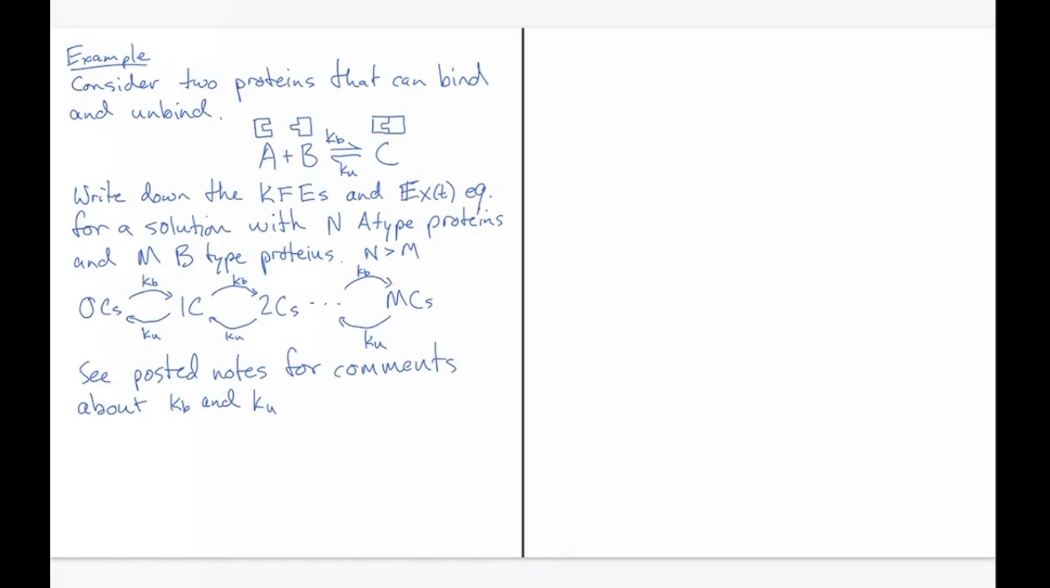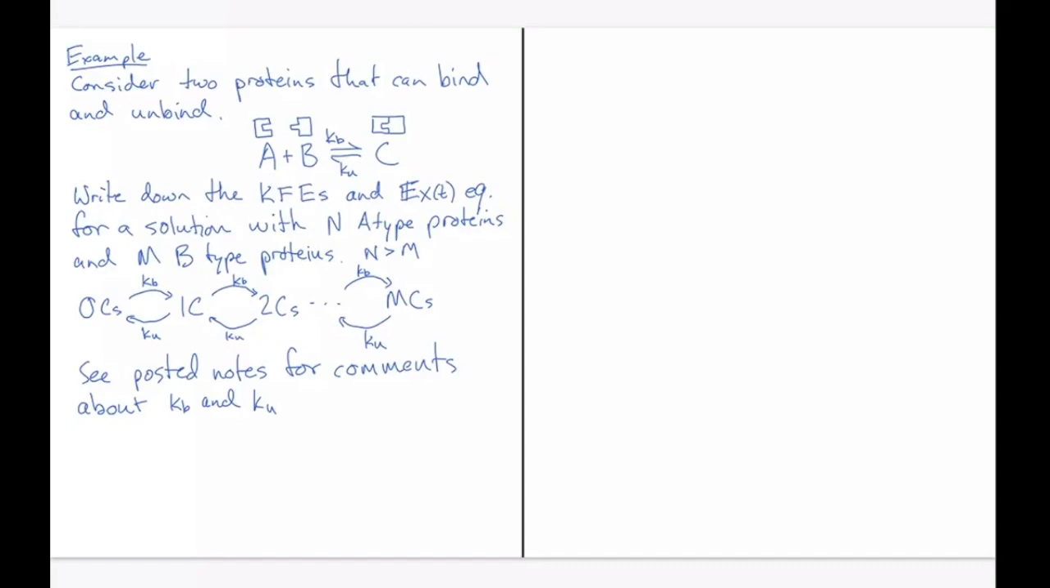Okay, so what we're going to do is try and write down the KFEs for this and then the expected value for the process. And so we have to decide how many things we start with. So we'll have N of type A. So there's going to be N of protein A, this little C-shaped thing. And we'll have M of type B proteins. That's this one here. And we'll start off with none of these. So the reaction initially will go completely forward, but then it'll start to balance out.